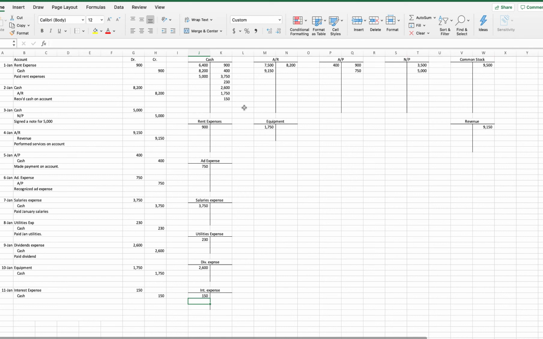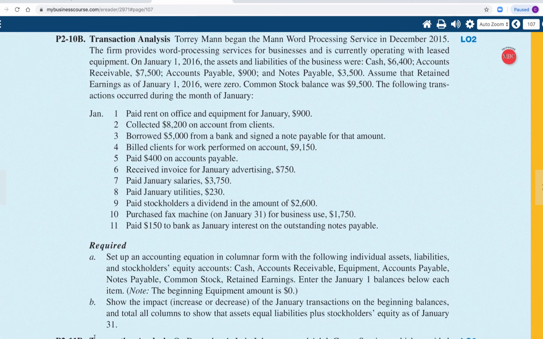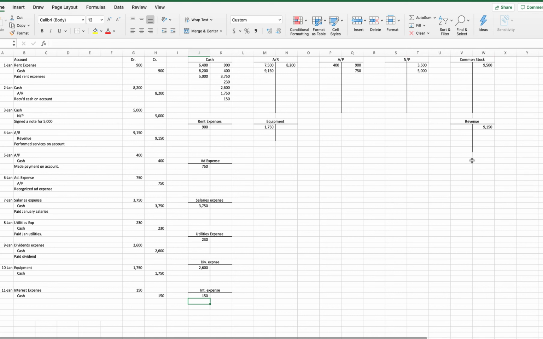Okay. So now the next thing I need to do in the problem is they tell us, remember, we're not doing A, right? Or let me rephrase that. We're doing A, but we're not doing it in column form. We're doing it in journal entry form. Okay. Next thing we need to do, it says show the impact, increases or decreases on January transactions. Well, we already did that. Okay. So here's what I want you to do in your assignment. I want you to total each of these accounts out.